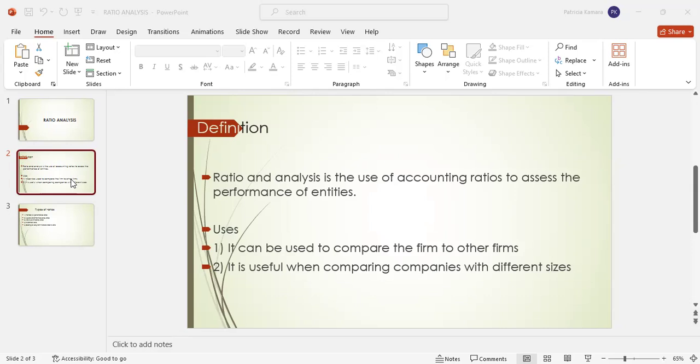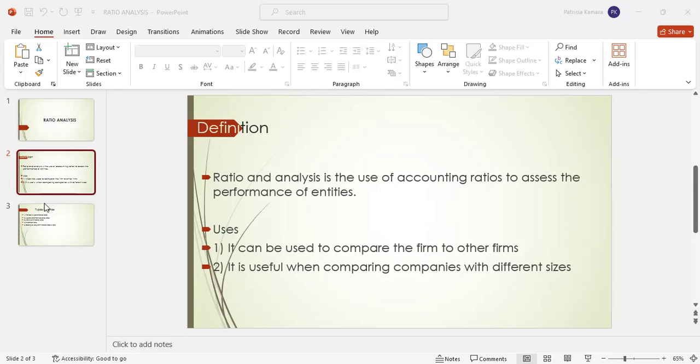And besides, you are using historical figures to go about your analysis. So these are disadvantages that come along with using ratio analysis. So you can sit and think about it. If I'm to use this for decision making, what are the pros and the cons? So that will take you to that.